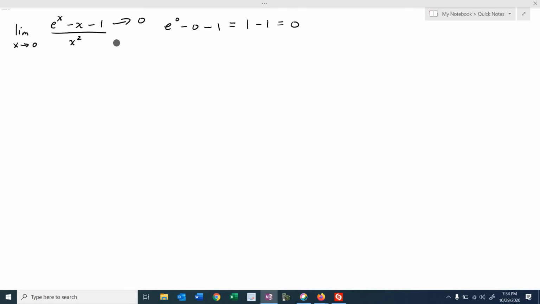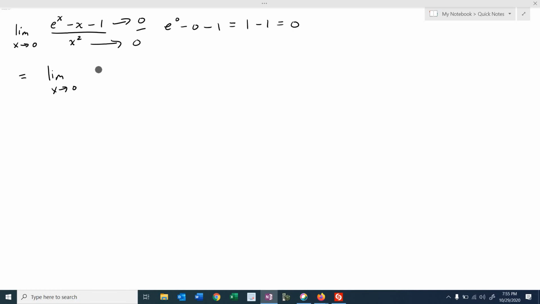And of course, on the bottom, this is getting closer to 0 as well as x gets closer to 0. So we do have an indeterminate form of 0 over 0, which means we can use L'Hopital's rule to evaluate the limit. So L'Hopital's rule says this limit is the same as the limit as x approaches 0 of the derivative of the top function divided by the derivative of the bottom function.